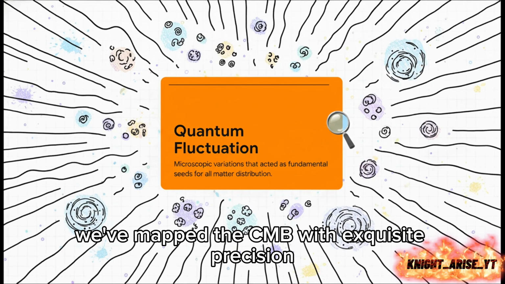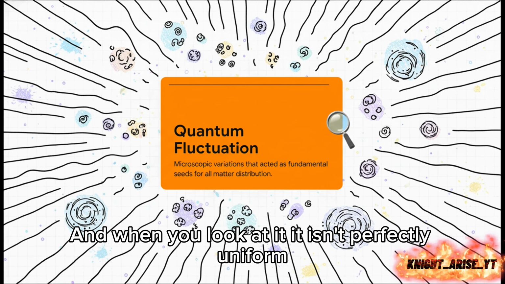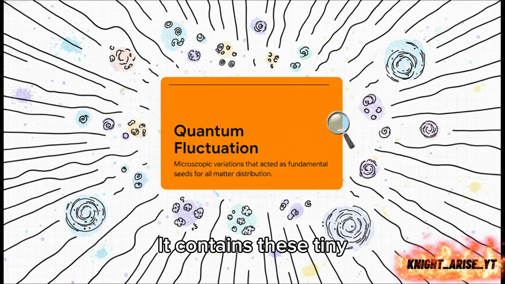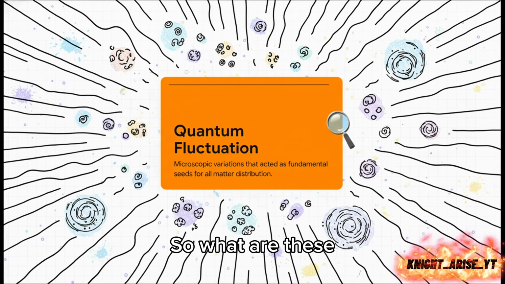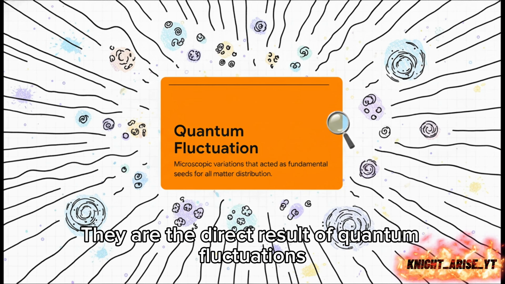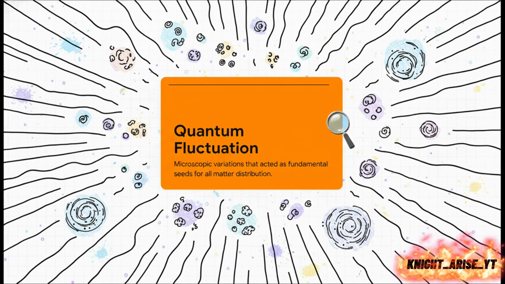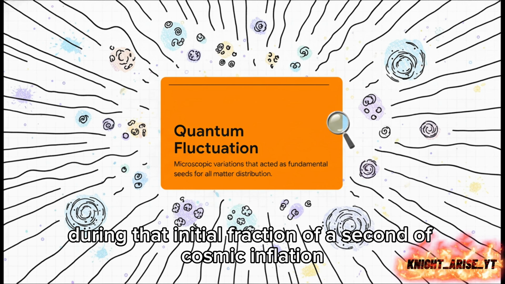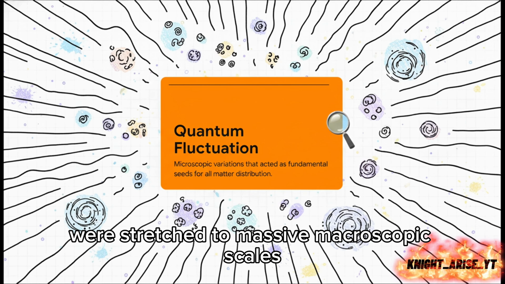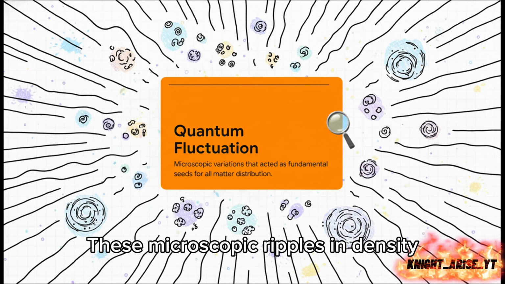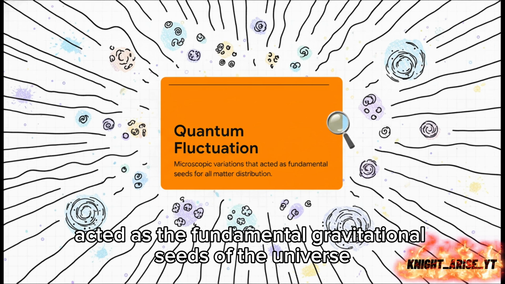Now, we've mapped the CMB with exquisite precision, and when you look at it, it isn't perfectly uniform. It contains these tiny, minuscule temperature variations, known as anisotropies. So, what are these? They are the direct result of quantum fluctuations. During that initial fraction of a second of cosmic inflation we talked about, random subatomic quantum variations were stretched to massive, macroscopic scales. These microscopic ripples in density acted as the fundamental gravitational seeds of the universe.